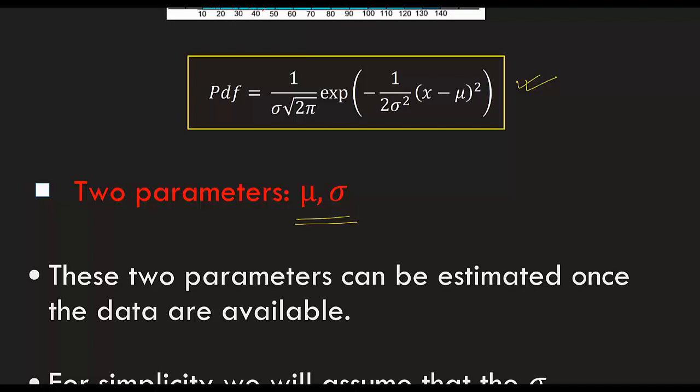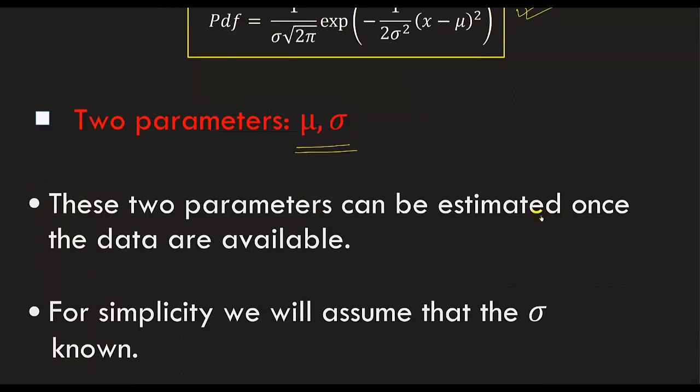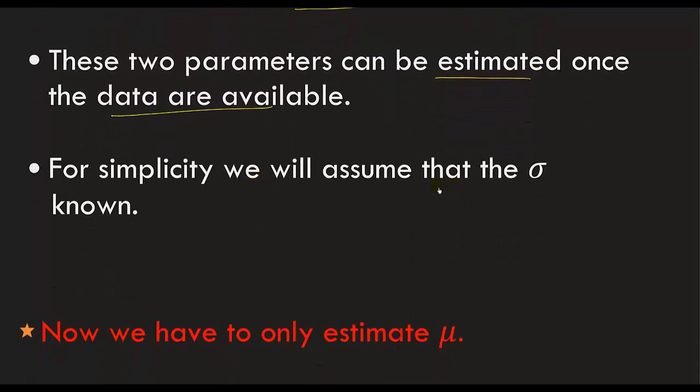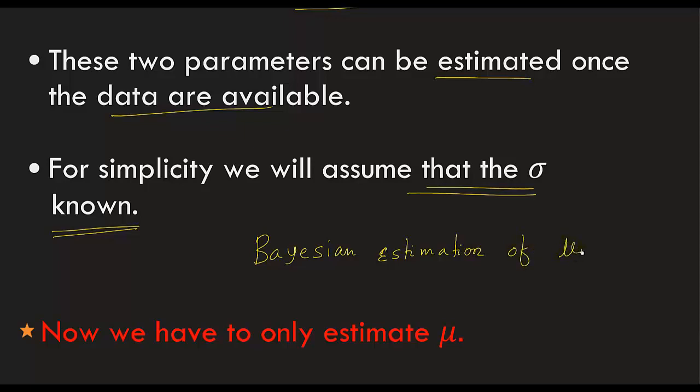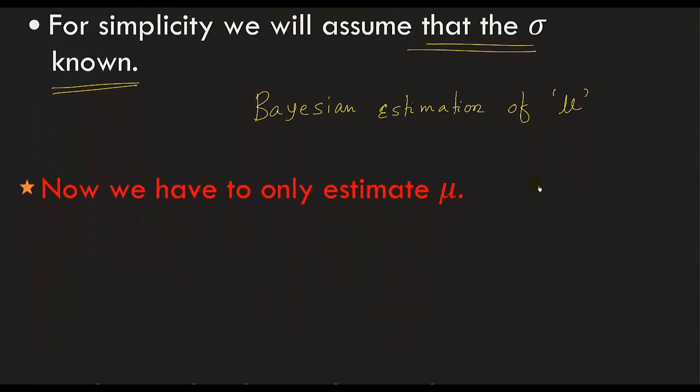So this is what we were saying, that these two parameters can be estimated once we have the data available, and for simplicity we will assume that sigma, or the standard deviation in this case, is known, and we will perform the Bayesian inference, that is Bayesian estimation of mean, that is mu. So we have only one parameter now. Originally there were two parameters and we are assuming that one parameter is known. So we have to perform Bayesian inference only for the mean.